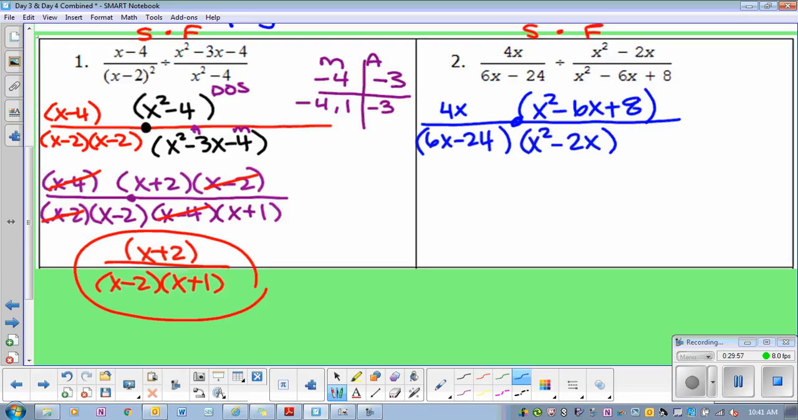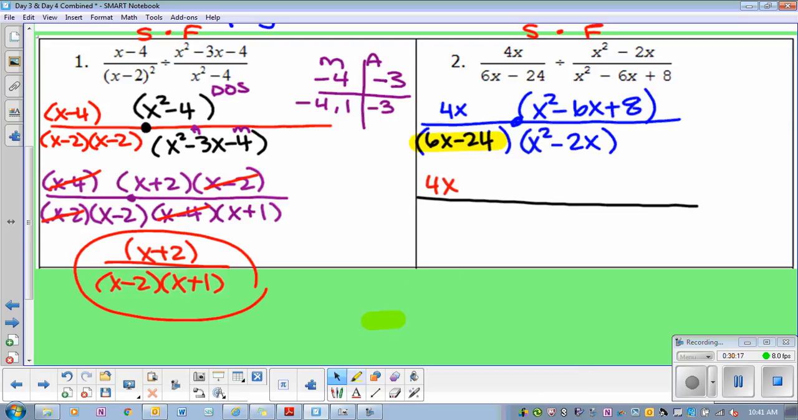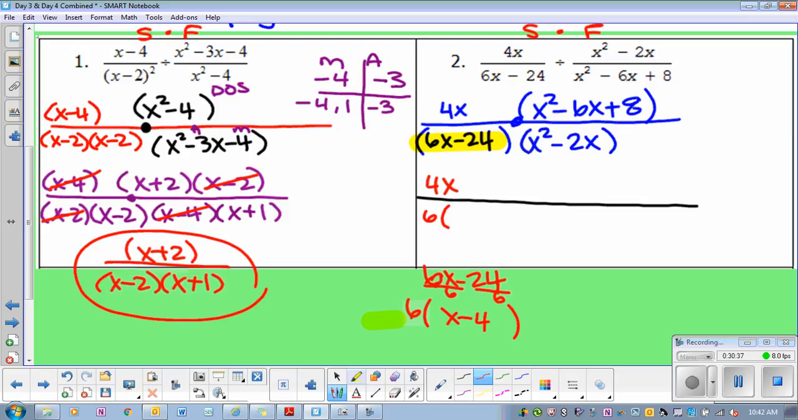Now, let's factor. Now, if I start with this 4x, can I even factor that 4x? No, 4x is 4x, right? And then, let's look at this guy. There we go. 6x minus 24. Not a DOTS, it's not a SOAP, it's not an AM. Can I do a GCF? 6 divided by 6. You get x minus 4. So 6 times x minus 4.